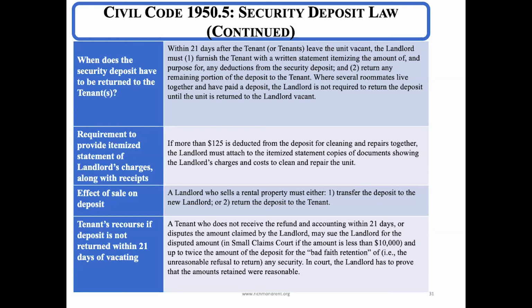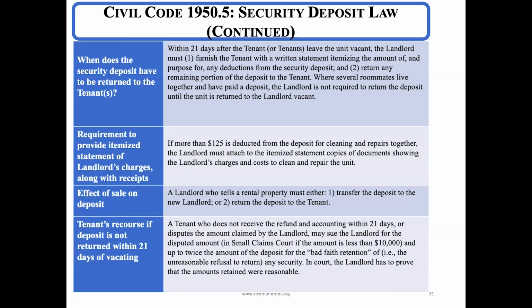There is a requirement to provide an itemized statement, as said before. However, if more than $125 is deducted from the deposit for cleaning and repairs together, the landlord must also attach to the itemized statement copies of documents showing the landlord's charges and costs to clean and repair the unit, like receipts and work orders. A landlord who sells a rental property must either transfer the deposit to the new landlord or return the deposit to the tenant.